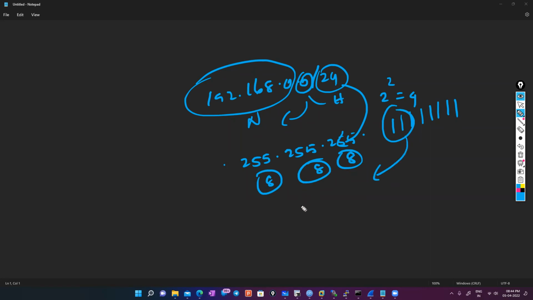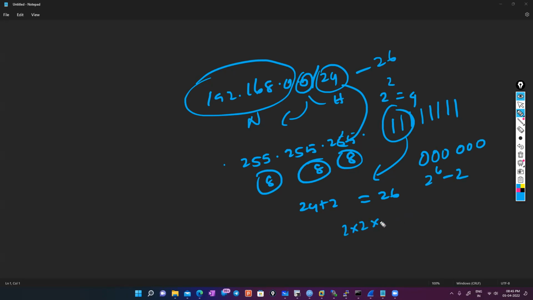So how will the value change? It's 24 plus 2, 26. So this becomes 26 now because I borrowed 2 bits. So how many host bits remain? I'll represent them in zeros, 6. 2 power 6 minus 2. So what is the value?